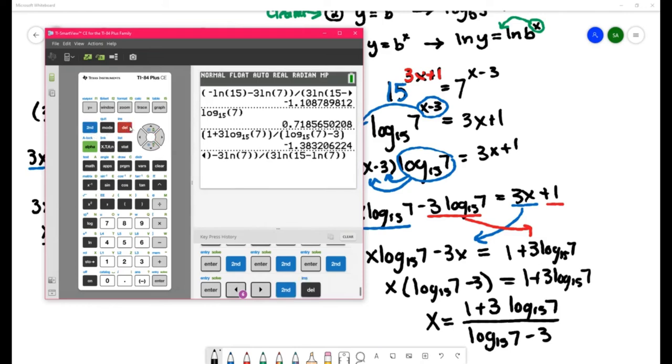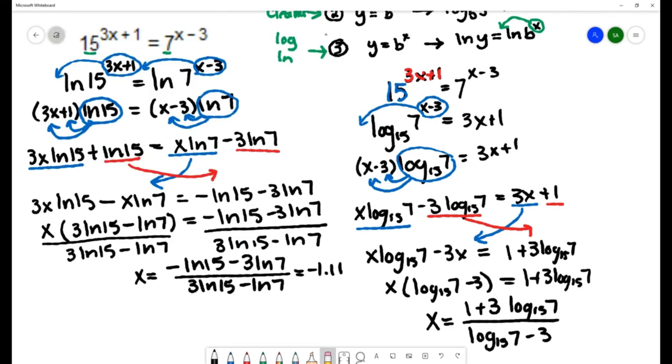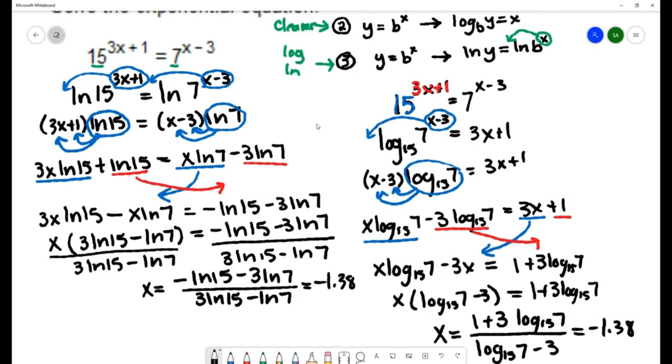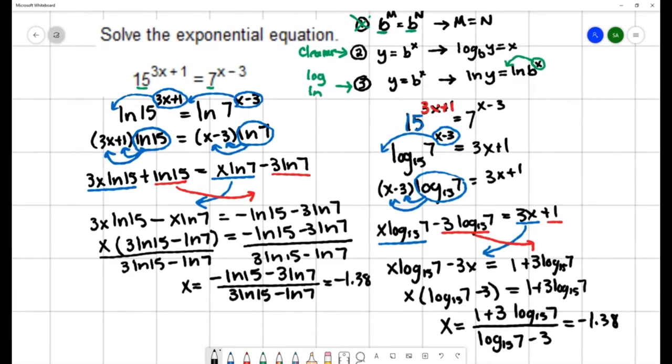So let's insert the parenthesis here, and now we have the two answers matching each other. So our correct one is negative 1.38. Let's correct this, negative 1.38. Okay, so we've got our two different methods there for solving the log equation, and a really great reminder about being careful with the parentheses when we type into the calculator.